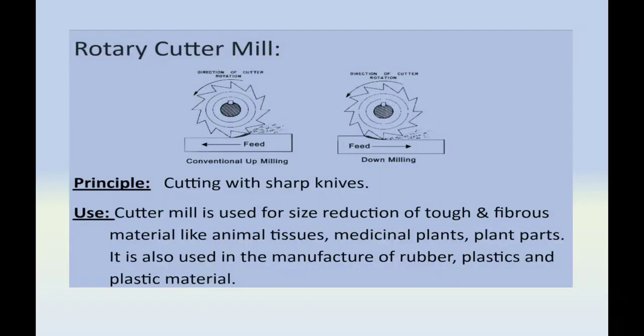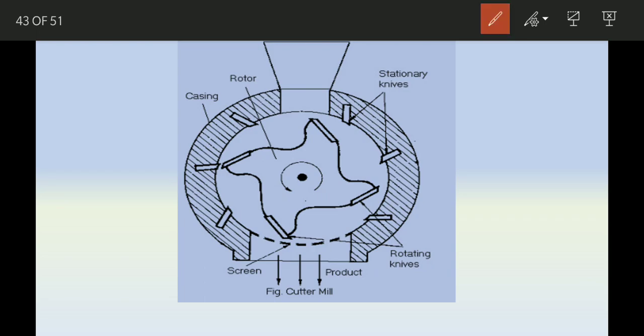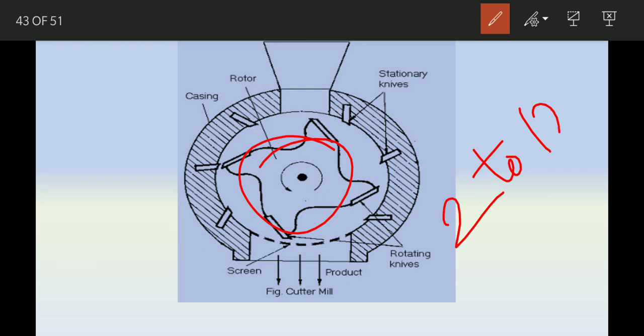Rotary cutter mill or cutter mill is based on the principle of cutting with sharp knives. Now let's talk about the construction of rotary cutter mill. Cutter mill is a size reduction equipment consisting of a series of uniformly spaced knives. These are the uniformly spaced knives. They are 2 to 12 in number, attached to a horizontal rotor which acts against a series of stationary knives attached to the mill casing. This is the casing.